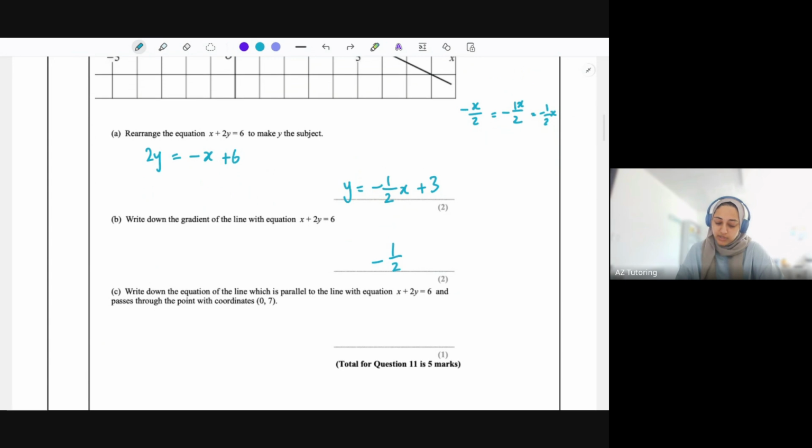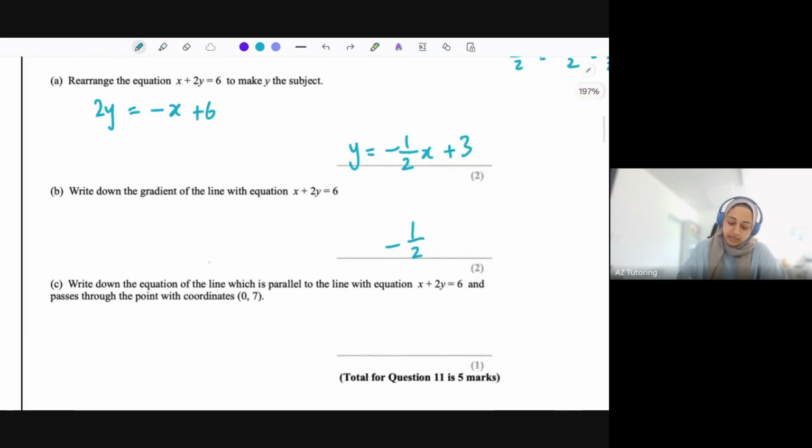Write down the equation of the line. So equation of a line, so it's going to be y equals mx plus c, which is parallel. So what does parallel mean? Parallel means same gradient. So that's what that means, same gradient of the line with equation, the equation that we've already just had, which we've already rearranged up here. So same equation, and passes through the point with coordinates this.